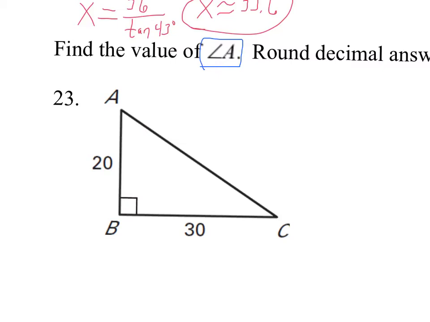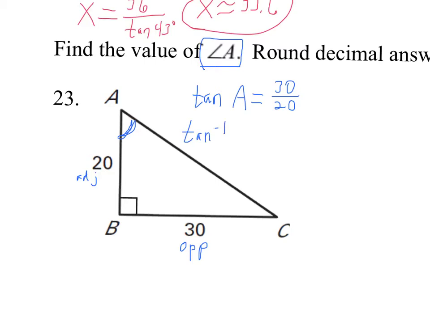So what you're going to do is kind of start this the same way. You're going to look at this from A's point of view. 20 is the adjacent, and 30 is the opposite. So which function has both adjacent and opposite? Tangent. So the tangent of angle A is 30 over 20. All right. Now, what is angle A? That's what we need. And if you remember, this is where we're going to use inverse tangent.